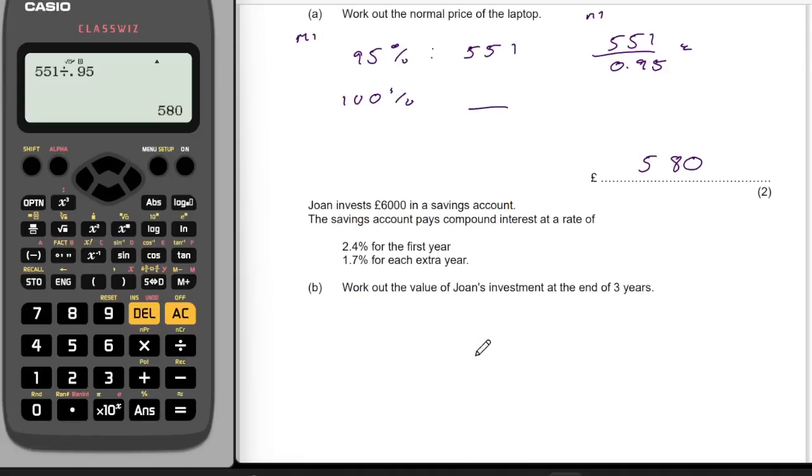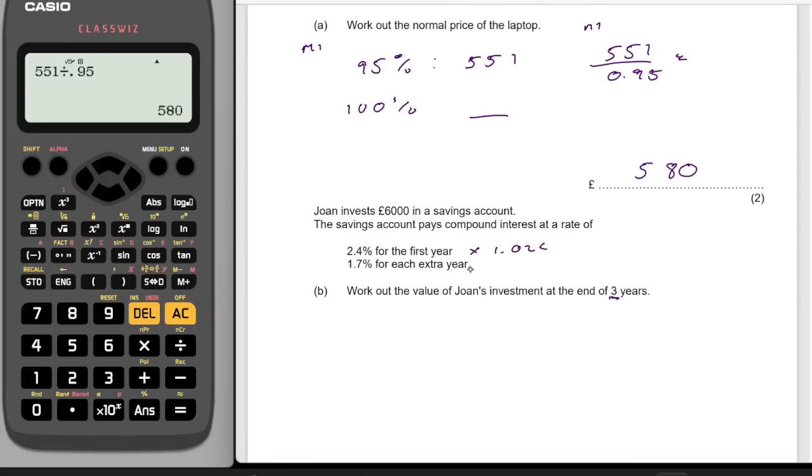John invests £6,000 in a savings account. The savings account pays compound interest at a rate of 2.4% for the first year, 1.7% for the extra years. Work out the value of John's investment at the end of 3 years. So in effect, 2.4% as a multiplier is 1.024, and then 1.7% would be a multiplier of 1.017. We want 2 lots of that, so it would be squared.